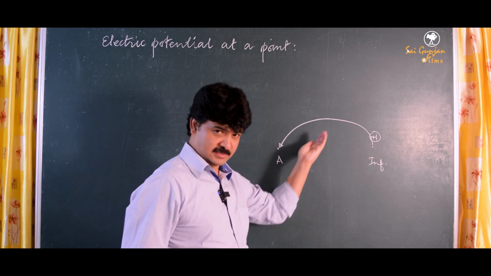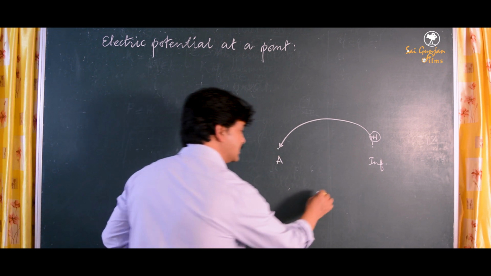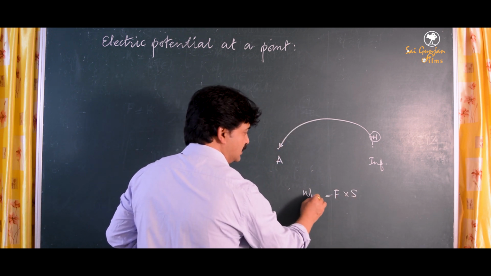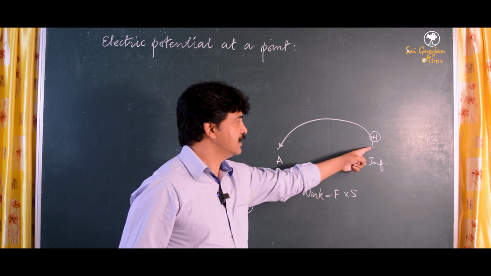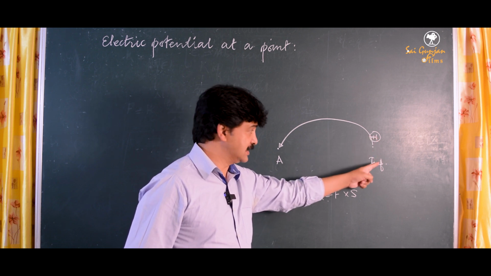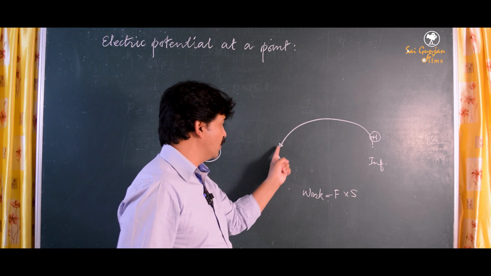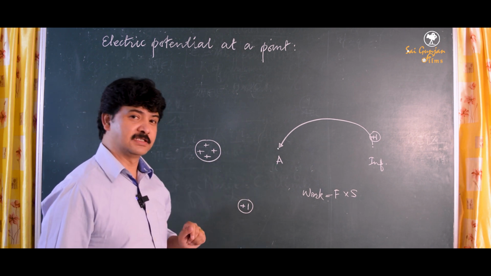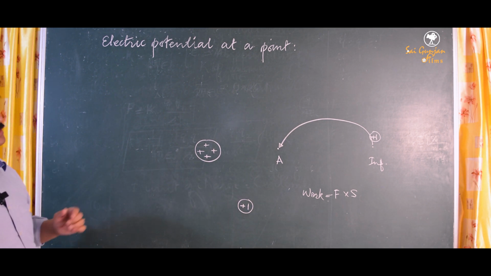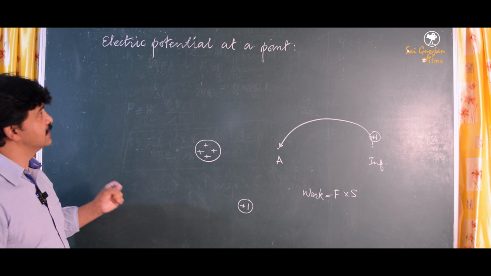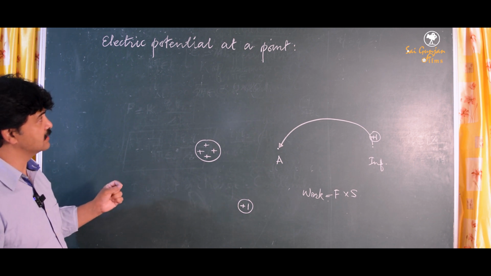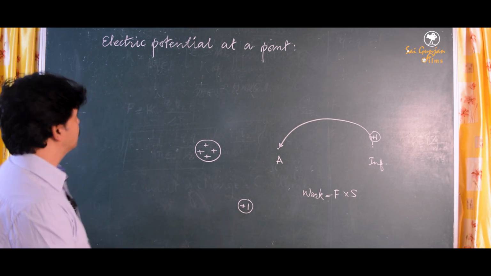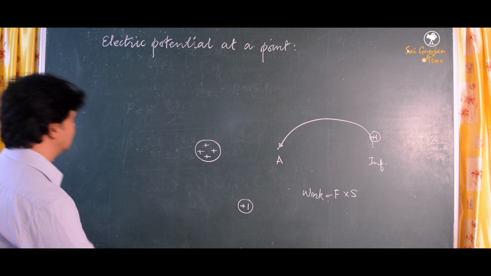we have to apply some force, isn't it? And there is a displacement also, isn't it? Whenever there is force and displacement, the product of these two gives you the work. So some work is done in order to bring a unit positive charge from infinity to the point A. That work done is known as the potential at A. Hence potential at a point is defined as the work done in bringing a unit positive charge from infinity to that point.